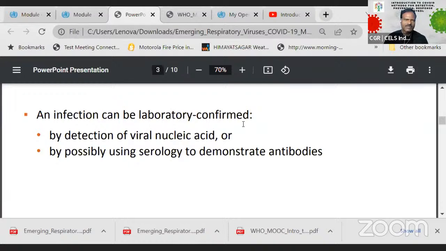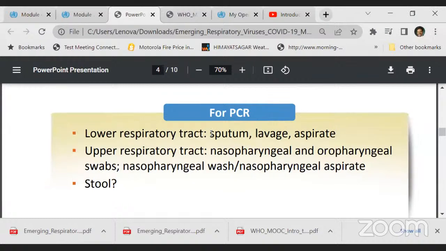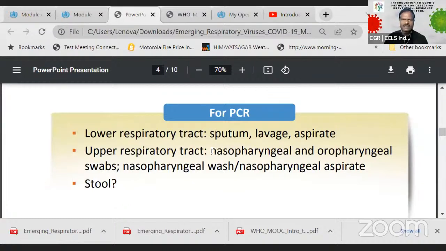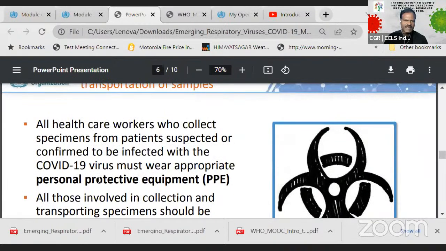So infection could be laboratory confirmed by detection of viral nucleic acid, and possibly using serology to demonstrate antibodies. Here, for RT-PCR, we take different things for this particular study to understand whether a person is infected or not. Like sputum, lavage, aspirate, and even nasal mucus is taken. And samples should be taken within 14 days for those who made a contact.